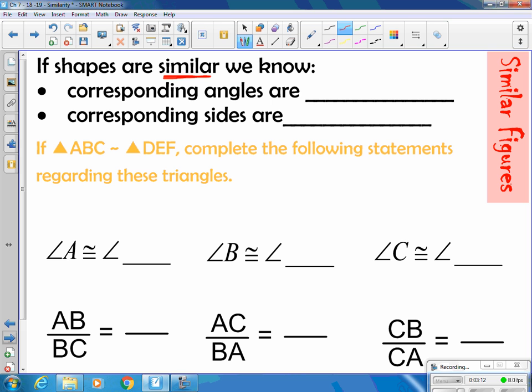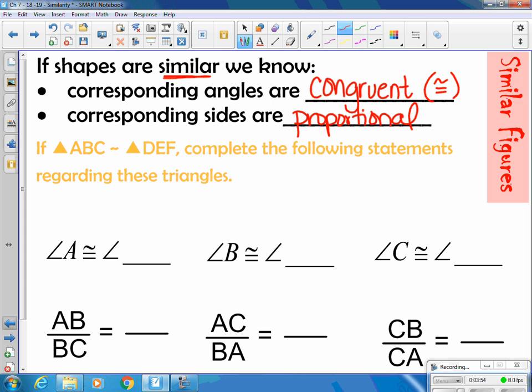So if shapes are similar, here's what we know. Corresponding angles, that would be angles in the same location, are congruent. That would be the same if we had congruent shapes as well. Corresponding angles are congruent. So nothing new so far. It's the second bullet where things change. Corresponding sides. We're used to corresponding sides being equal when we're dealing with congruency, but now that we're dealing with similarity, they're not equal. Corresponding sides are proportional. Which is why we practiced solving proportions, because today and tomorrow we're going to be setting them up.